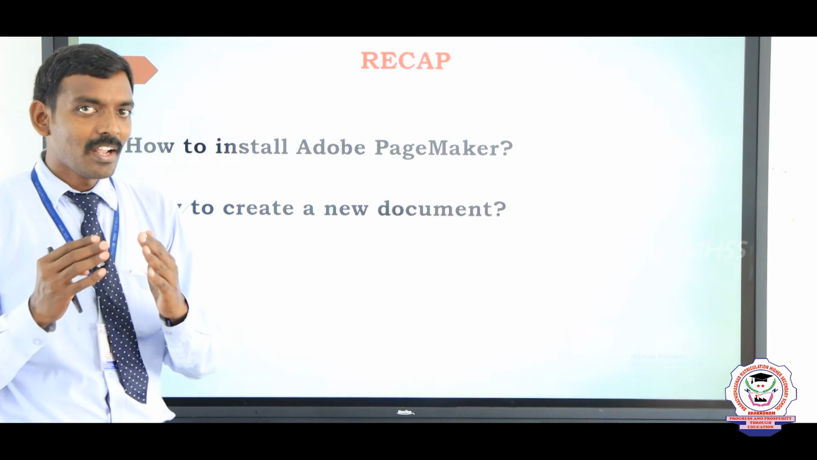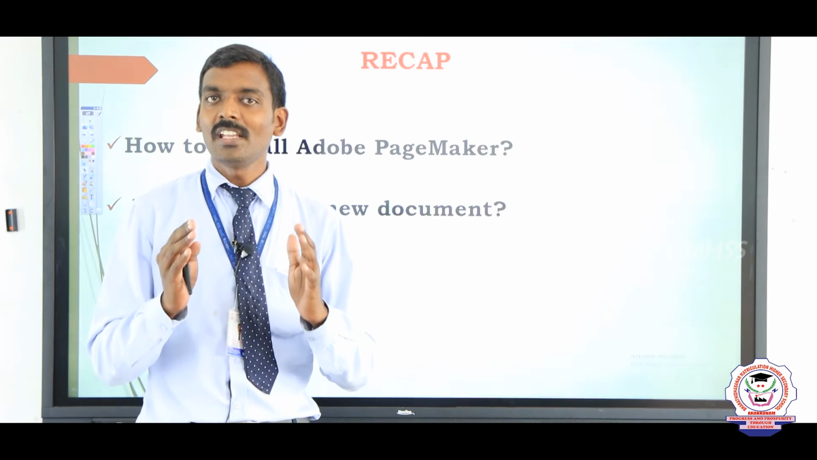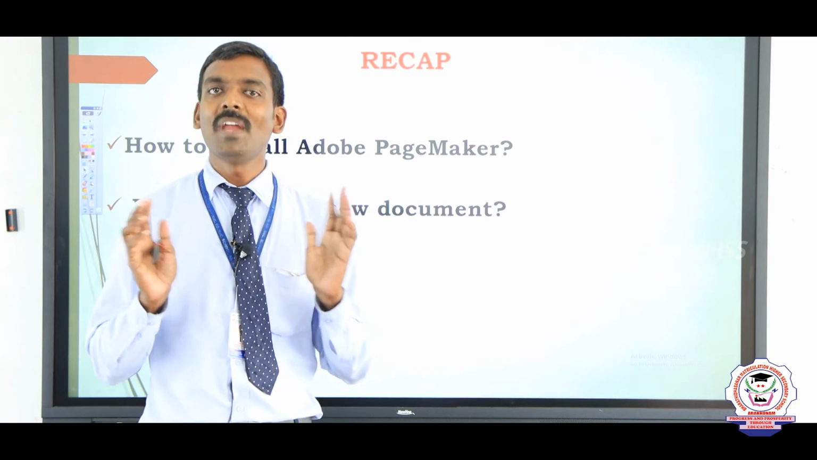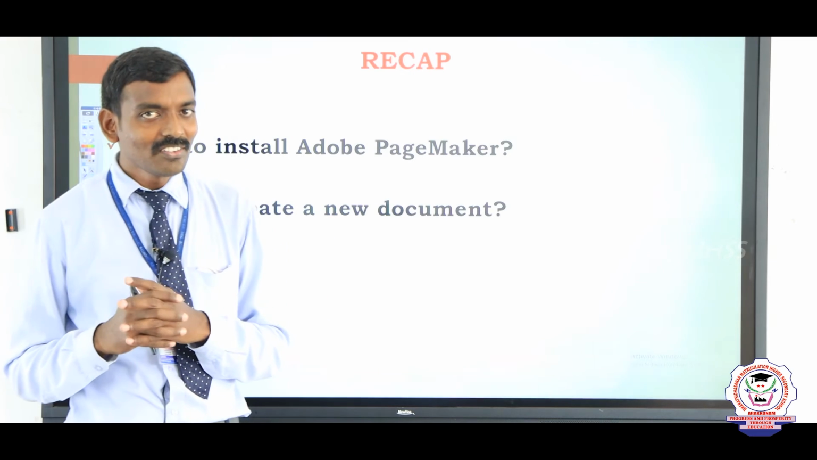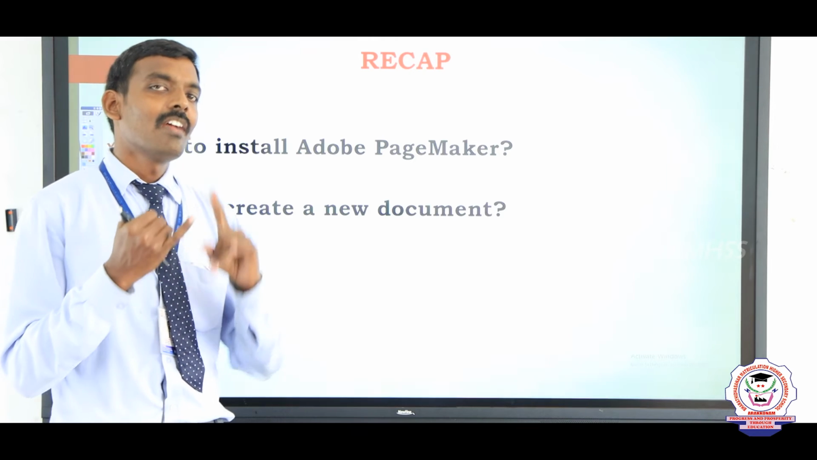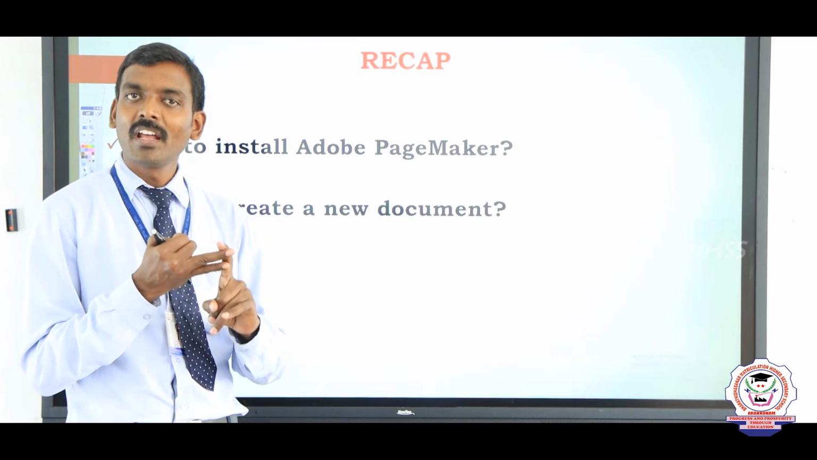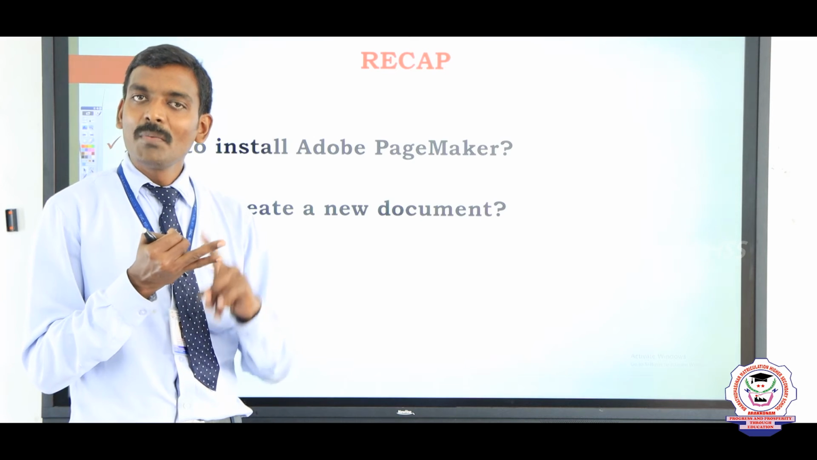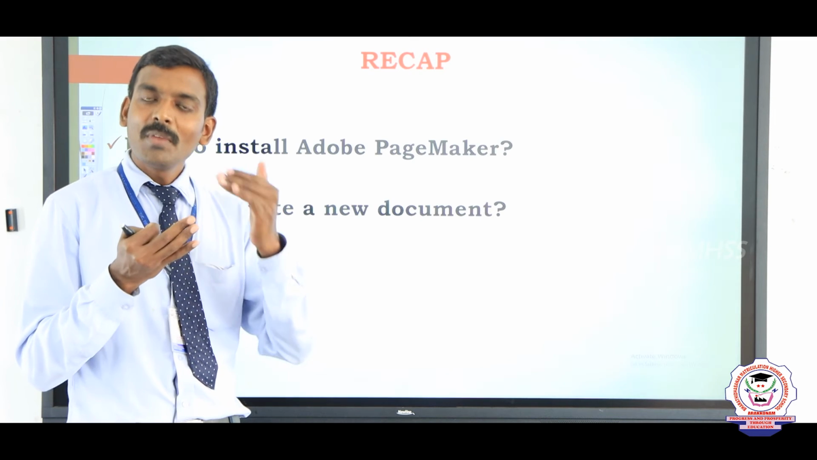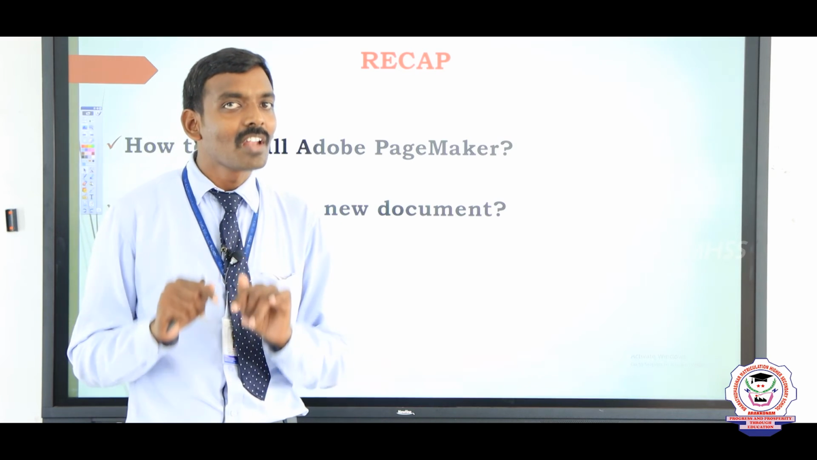Now we are going to see what elements are present in the Adobe PageMaker window. What are they? First one is the title bar, and below the title bar we have a menu bar, and below the menu bar we have a toolbar, and below the toolbar we have a work area. These concepts will be discussed now.